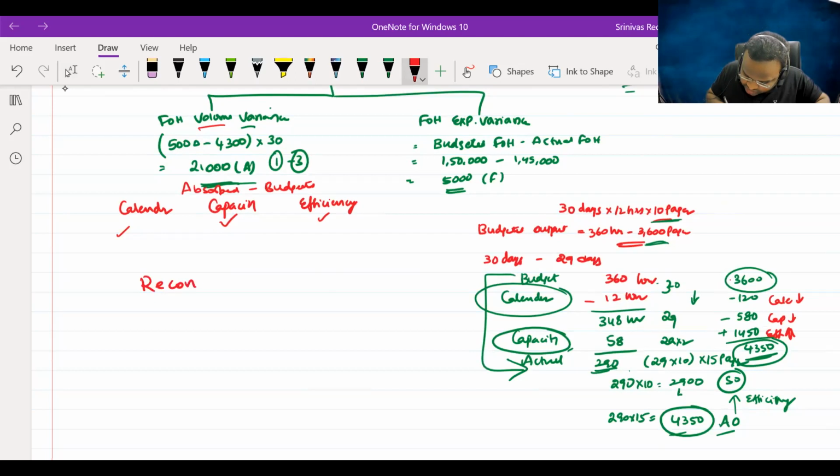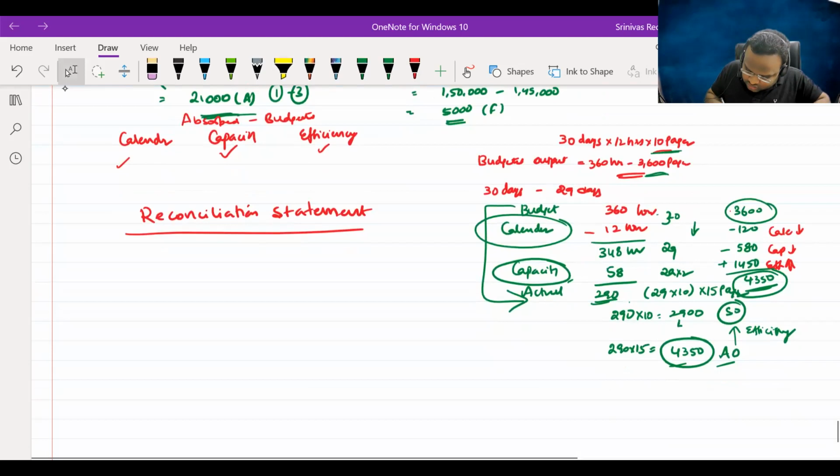This you can prepare in the examination also. I don't want to say any formula for this logic, only a reconciliation statement. Hours output. I'll start with my budget. Budget hours are given how much? 1,50,000 hours.